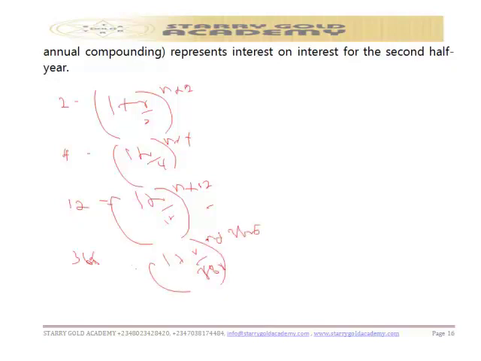So the general concept is 1 plus R divided by m, raised to n times m, where m is the number of times the compounding of the time value of money is done. So that is on time value of money.